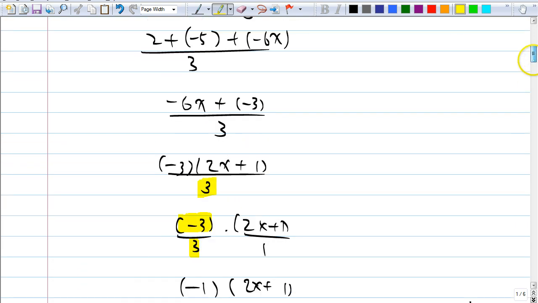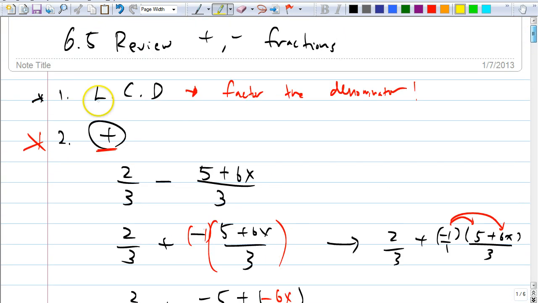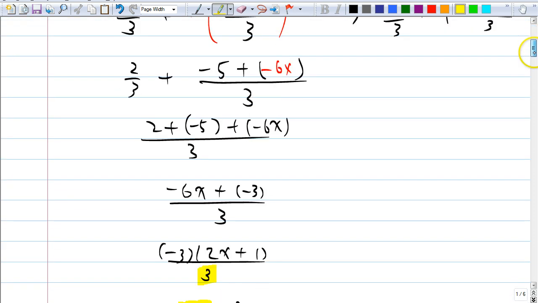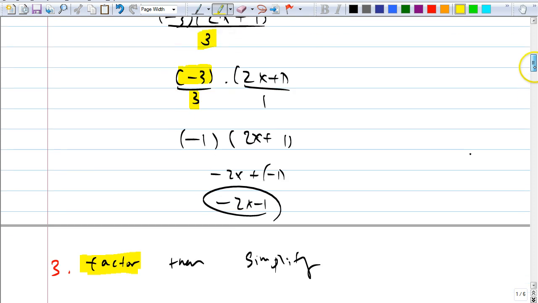So before we do those, let's just review. First, we have to find our LCD by factoring the denominator. Second step is changing everything to addition. Then the third step, after you've added everything, what should you do? You simplify by factoring, then simplify. Factoring the whole numerator and denominator, then see if you can simplify.